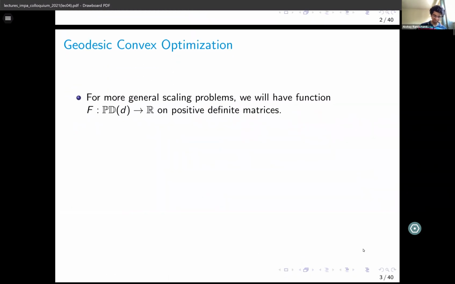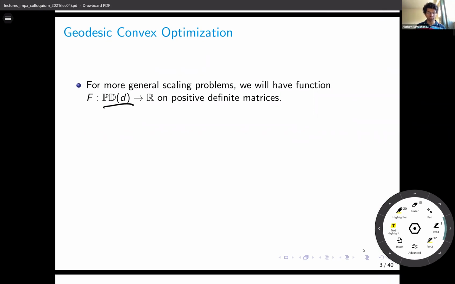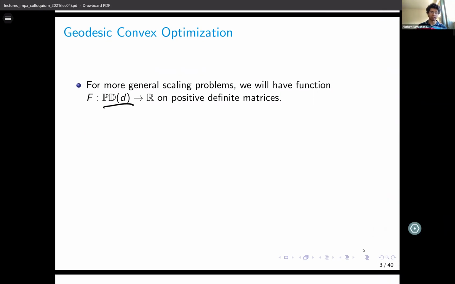Right, so what did we do for matrix scaling? We had a vector function. So it was a function on diagonal scalings, and it was a convex function, and we tried to optimize that function. Here we'll have more general scaling problems, and we'll have a function on positive definite matrices. That's what this is. And so we have to pick the right geometry on positive definite matrices in order for this to make sense and to figure out what the word convexity means.